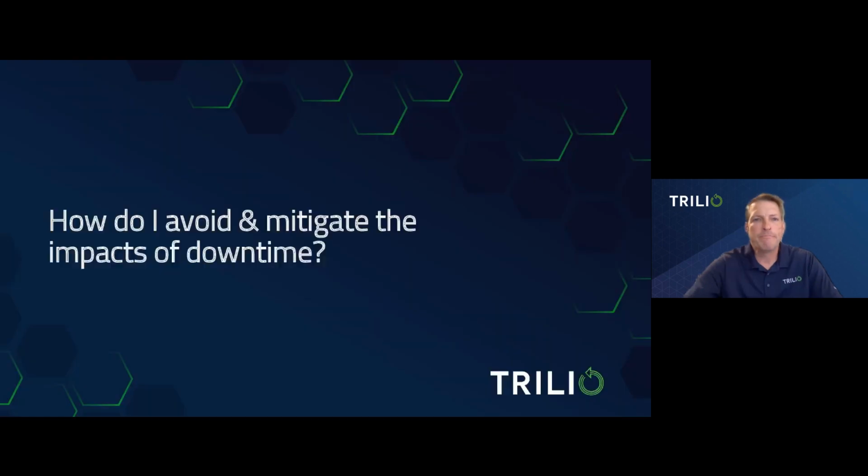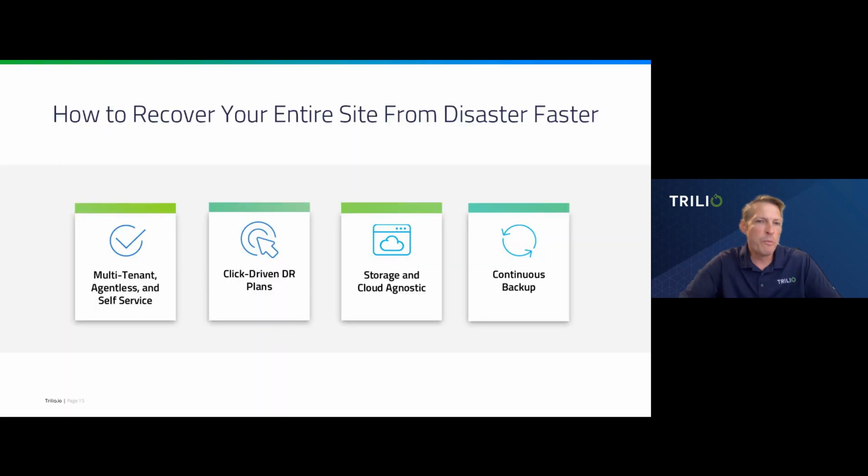Okay, so now, we're all aware that downtime is out there, and the risks of downtime and the cost to your business. So let's talk about how you avoid that and mitigate the impacts of downtime. There are four components that Trilio sees as being very important to having a good disaster recovery plan. First, you should have a multi-tenant, agentless, self-service disaster recovery.